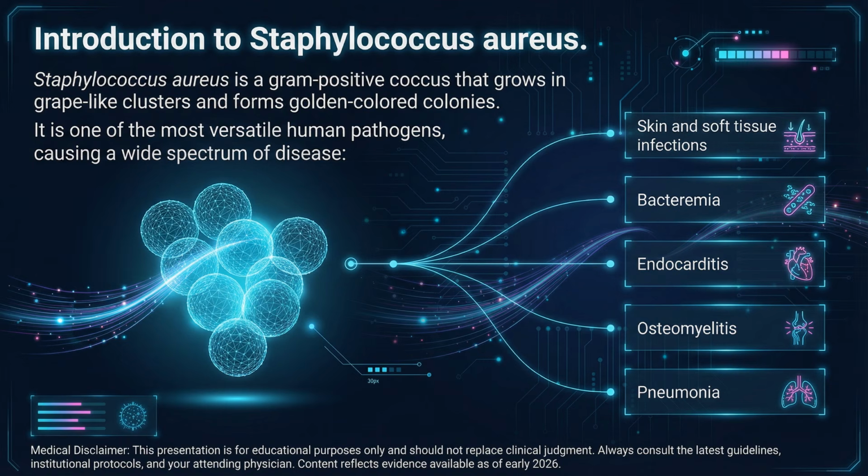Let's start with the basics. Staphylococcus aureus is a gram-positive coccus that characteristically grows in grape-like clusters and forms distinctive golden-colored colonies when cultured on agar plates. It is one of the most versatile and formidable human pathogens we encounter in clinical practice.